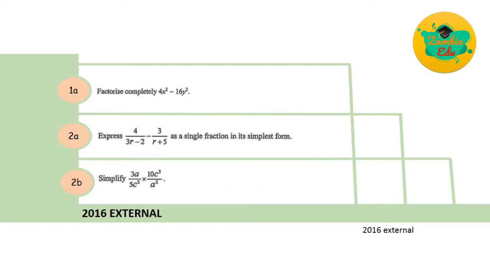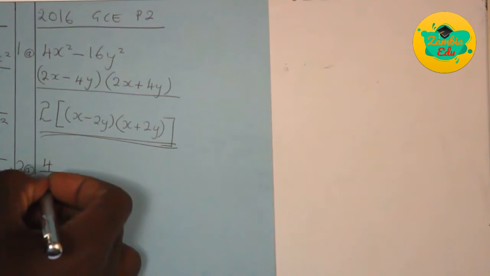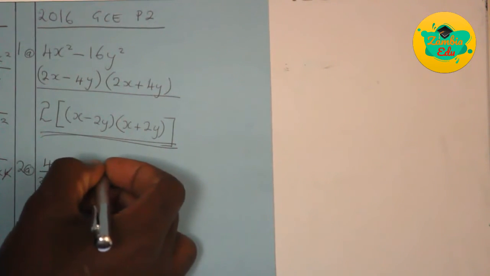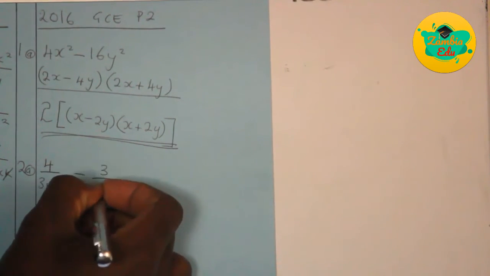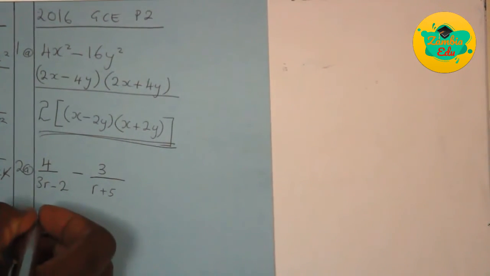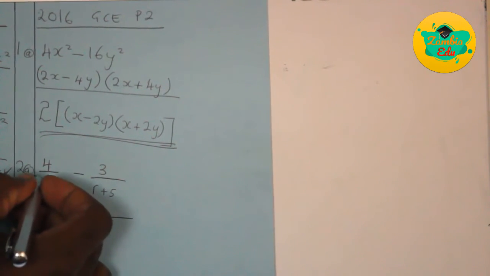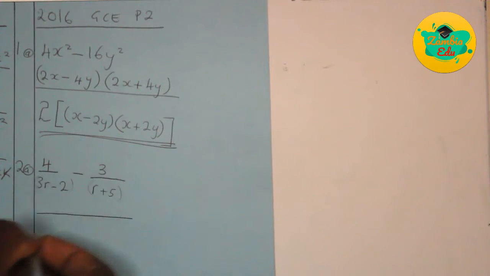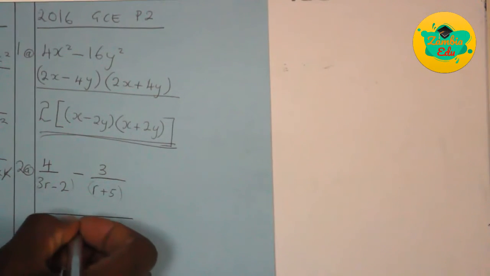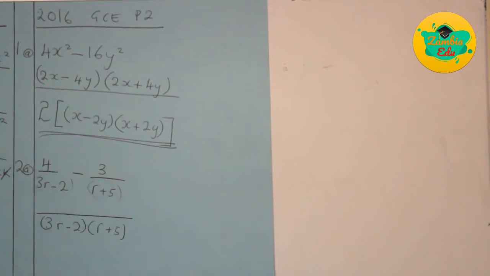So I'm going to write what we are putting into consideration. We are saying 4 over 3r minus 2, take away 3 over r plus 5. Then as we did in the previous questions, you do the common denominator, which you just have to pick both of these denominators that you already have to make one common denominator there at the bottom, r plus 5.